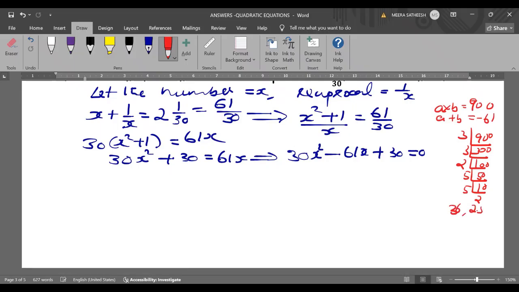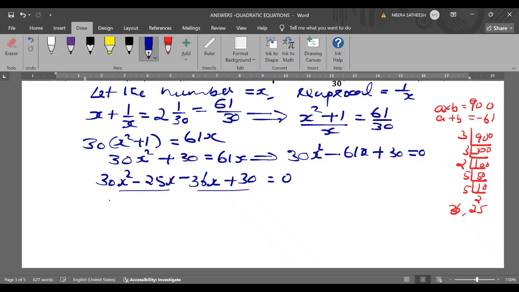36 and 25. Both the numbers add up to 61 and the product is 900. So split the middle term now. So 30x square, both are negative, so minus 25x minus 36x plus 30 equals 0. Group it.